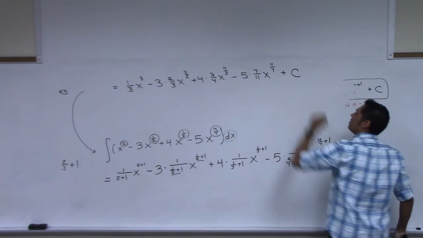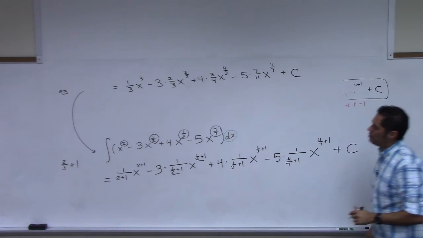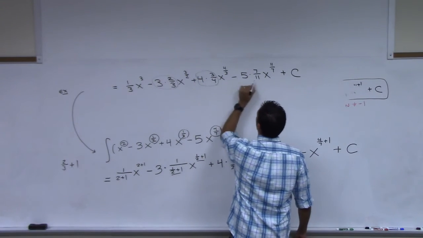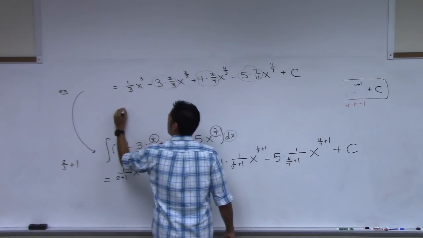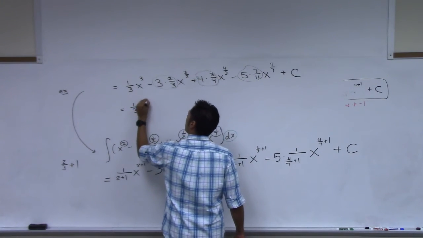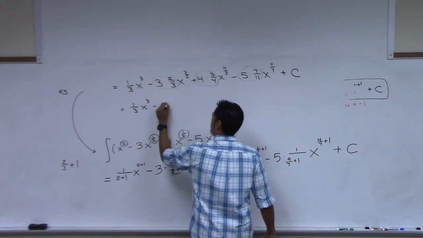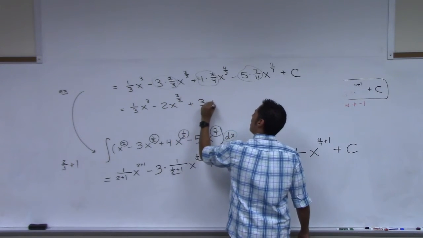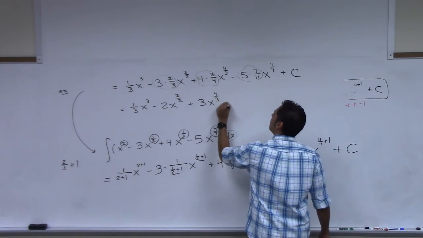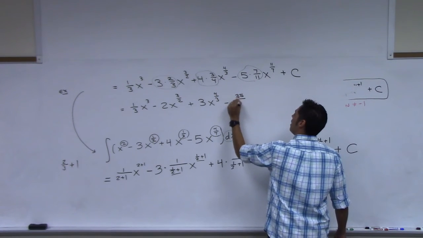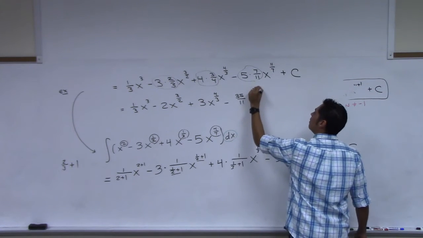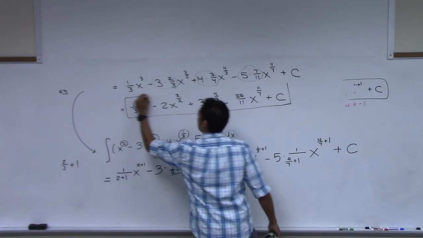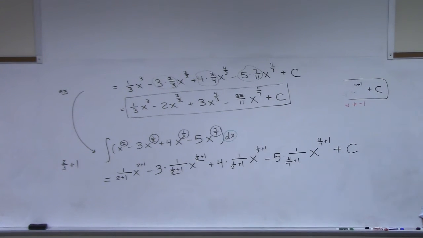All right, one more step to clean up, and I think we'll be done. We just need to put some numbers together, like we need to multiply that, we need to multiply that, we need to multiply that. And so we'll have 1/3 x to the 3rd minus 2x to the 3 halves plus 3x to the 4/3 minus 35/11. Can't do anything with that other than just multiply them. Plus c. There we go. That's it.